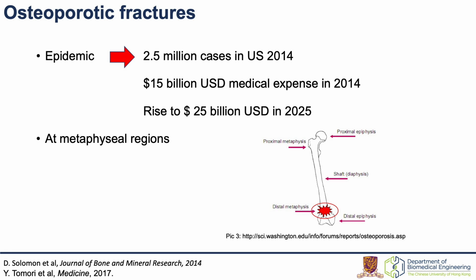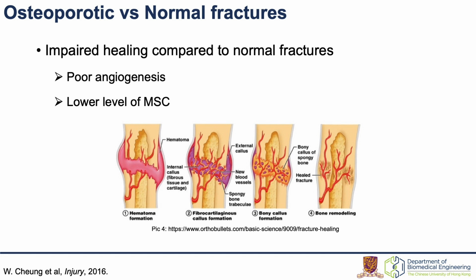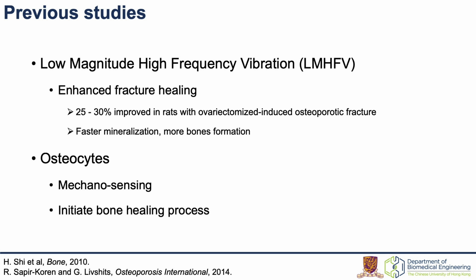In 2014, 2.5 million cases of osteoporotic fractures and $15 billion USD in medical expenses were reported in the United States. It is worth noting that it usually occurs at metaphyseal regions instead of diaphyseal or epiphyseal regions. When compared with normal fracture healing, the healing of osteoporotic fractures was found to be impaired, with poor blood circulation and a decreased number of stem cells in bones. From previous animal studies, we found that a mechanical stimulation called low-magnitude high-frequency vibration can promote fracture healing by around 30%. Faster mineralization and more bone formation were observed.